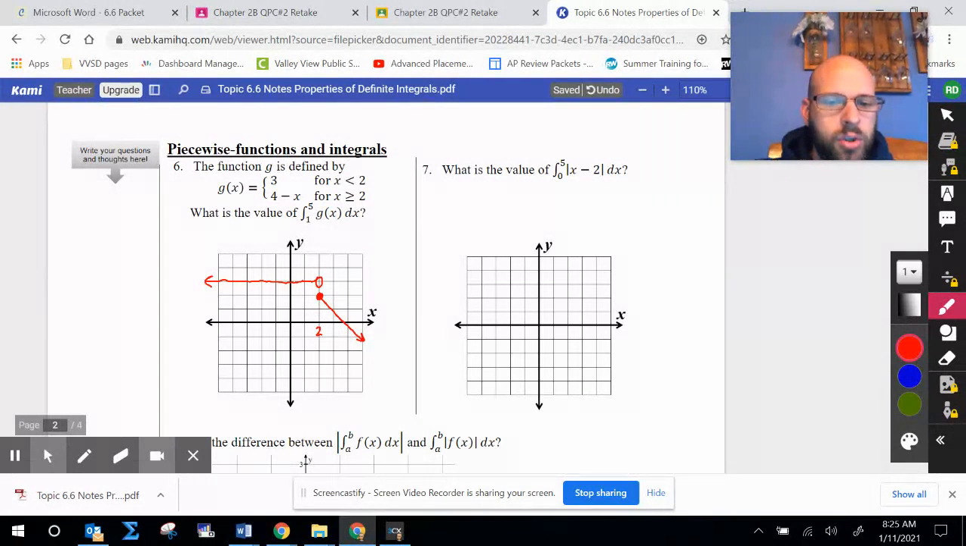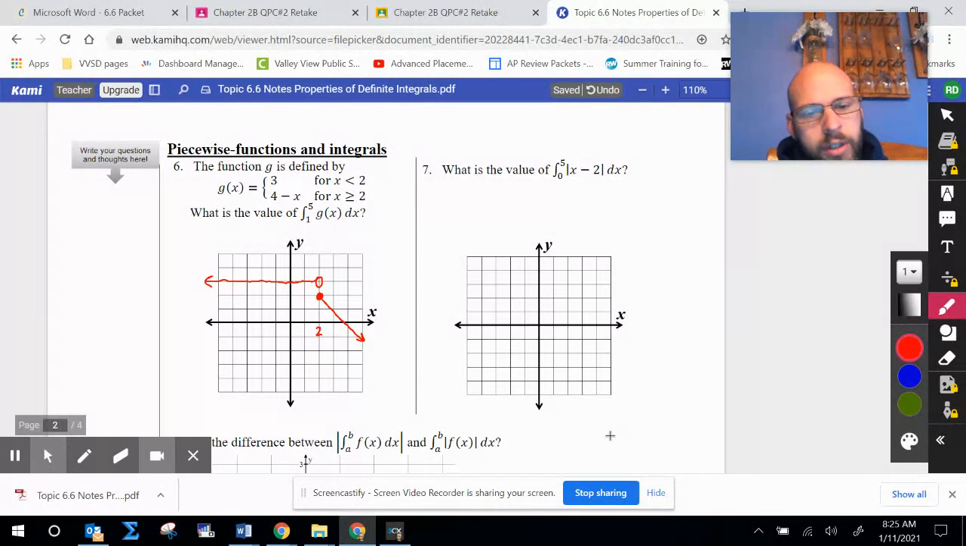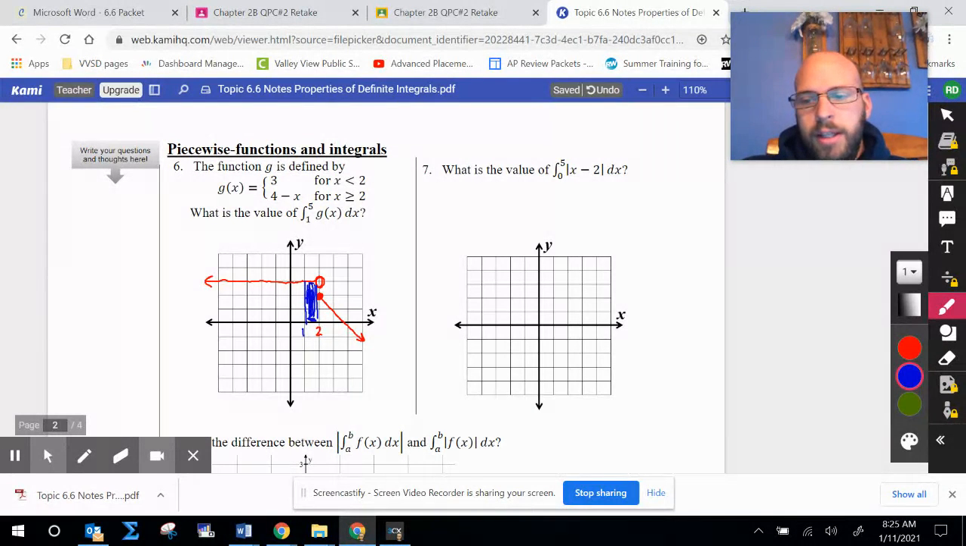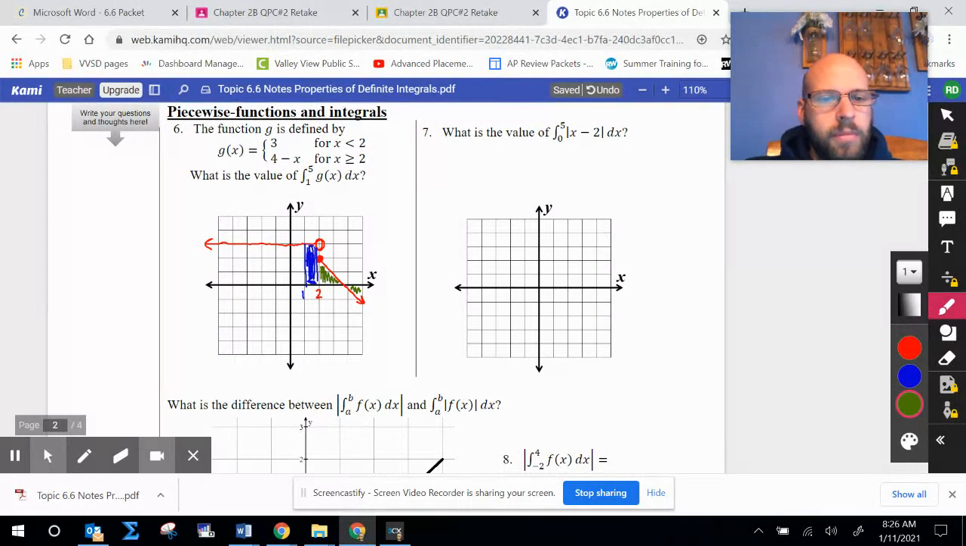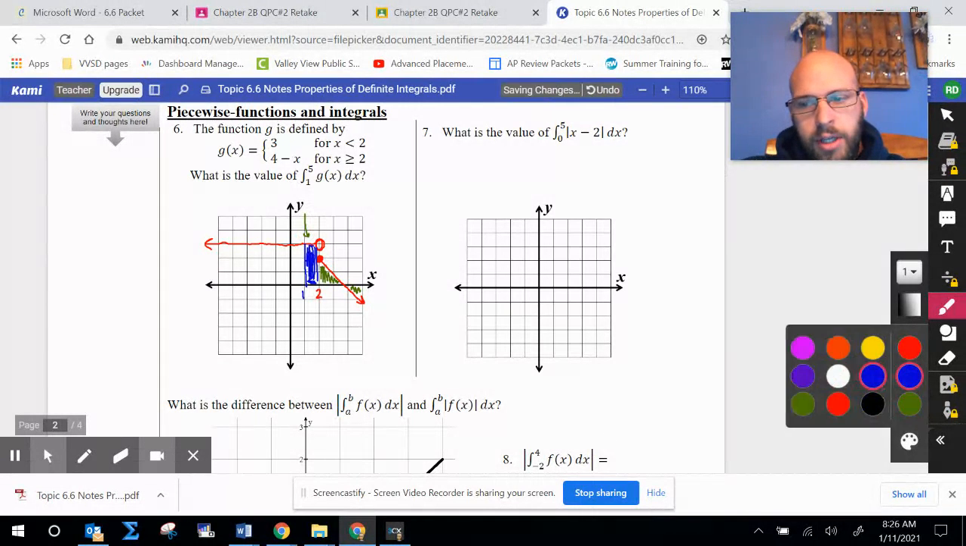It looks like this. So what would the integral be from 1 to 5? Well, the open circle doesn't make too much of a difference. I'm going to find the area under the curve on the left from 1 to 2, right? And then I'm going to find the area under the curve from 2 to 5, right? That would be the idea here. So if I do this, the area of the blue section would be 3, right? Let's do that in blue.